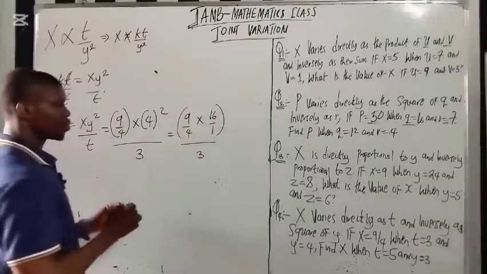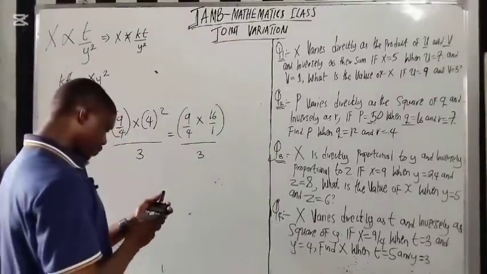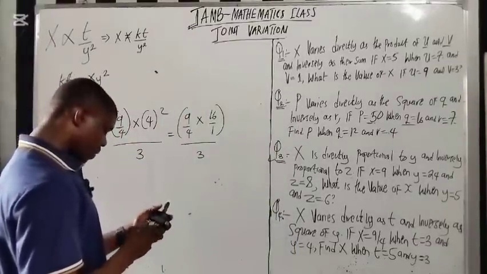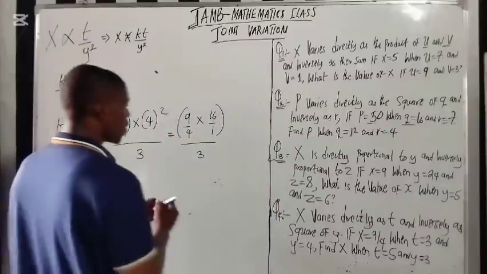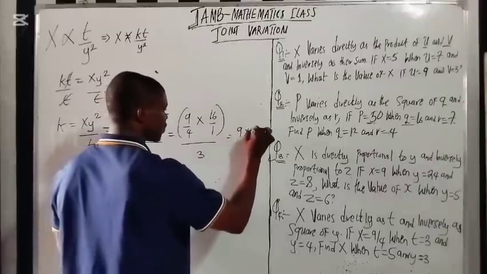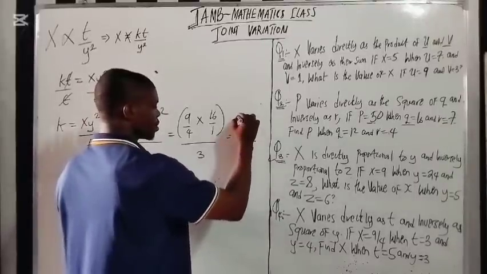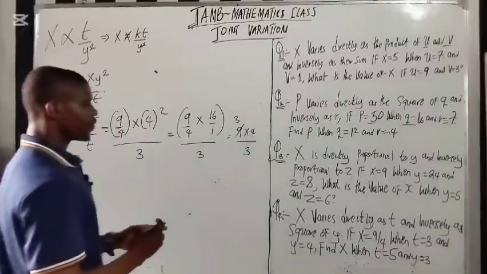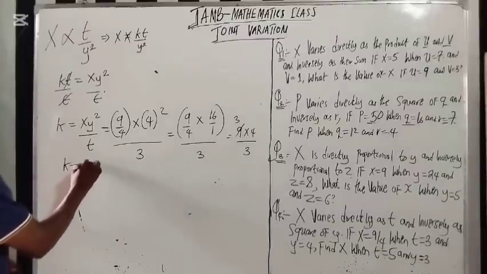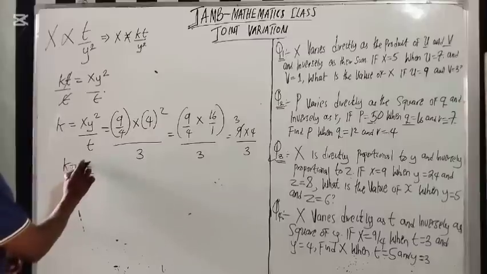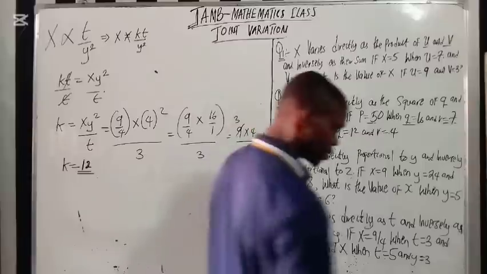So we have to evaluate this one at the top here. 4 times 4 is 16, yes. So 16 divided by 4 is 4, right? So what will happen now is 9 times 4 over 3. This 3 going into 9 is 3 here. So 3 times 4 is 12. So my k equals 12. My k is 12, as easy as that.